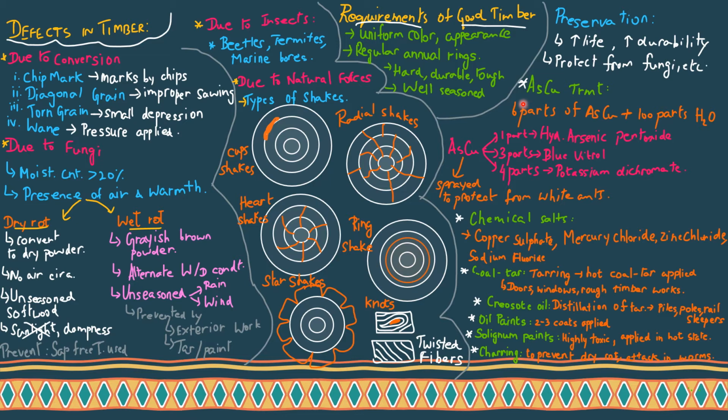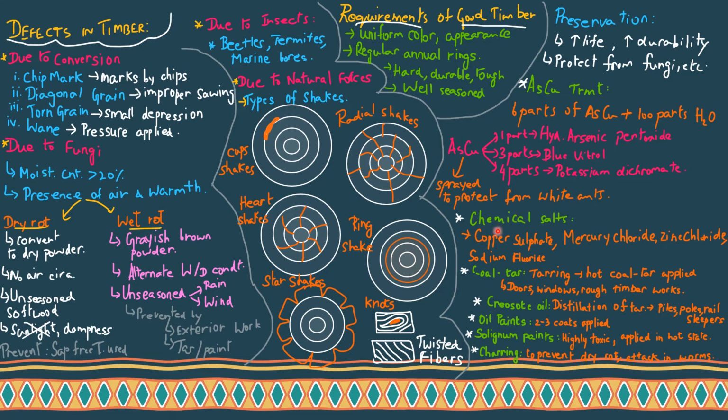The major treatment is ASCU treatment. That is nothing but 6 parts of ASCU plus 100 parts of water. ASCU constitutes 1 part of hydrated arsenic pentoxide, 3 parts of blue vitriol and 4 parts of potassium dichromate, and it is directly sprayed to protect from white ants.